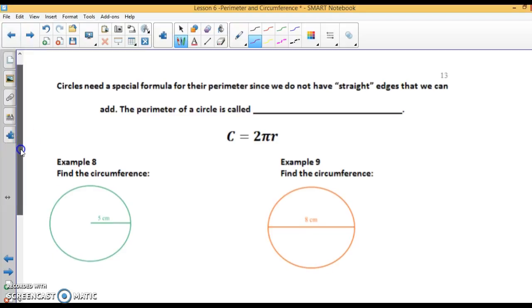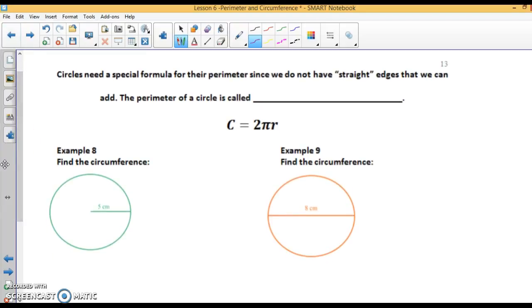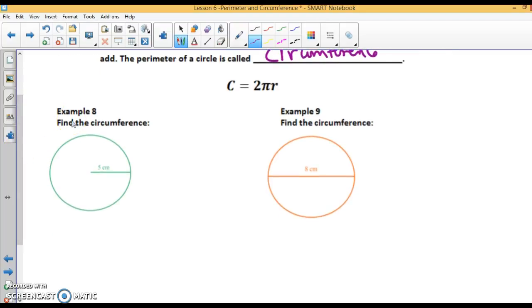Now, circles have a special formula to find their perimeter, and we do not have straight edges that we can add, so the perimeter of a circle is called the circumference. And the formula for circumference is 2 pi r. Now, that is also on your formula sheet, and just like area of circles, we're going to do exact and estimated. So, example 8, find the circumference.